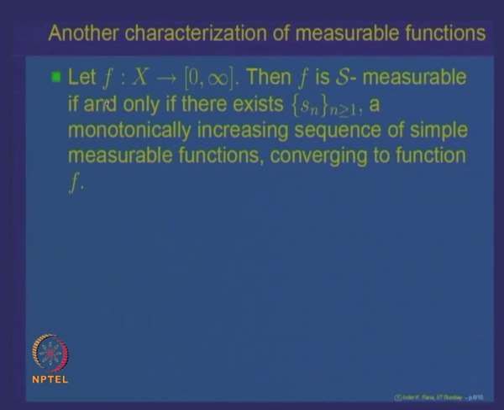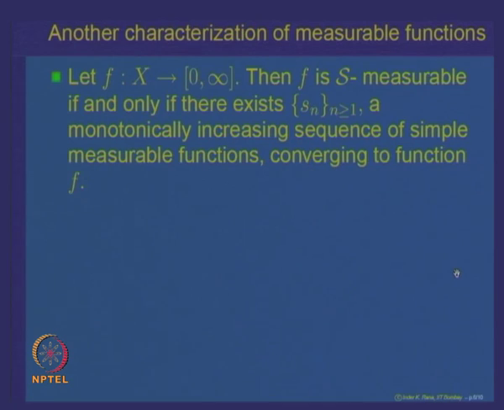That means, if a function f is non-negative and measurable, this can happen if and only if f can be written as a limit of simple functions which are non-negative, and the sequence s n is increasing. So, let us prove this fact.